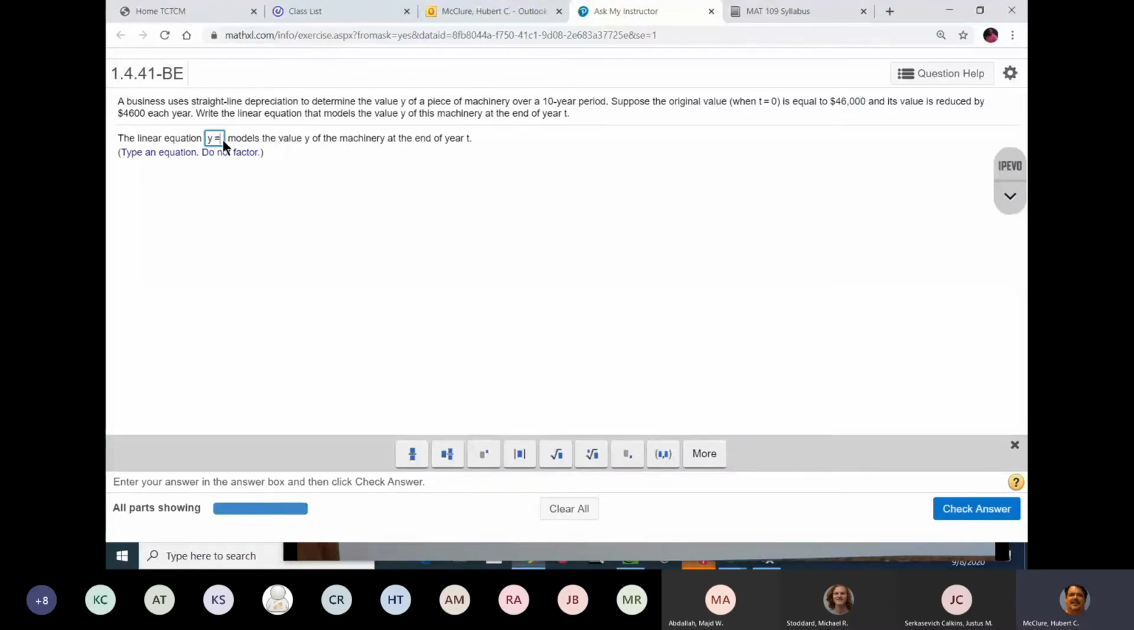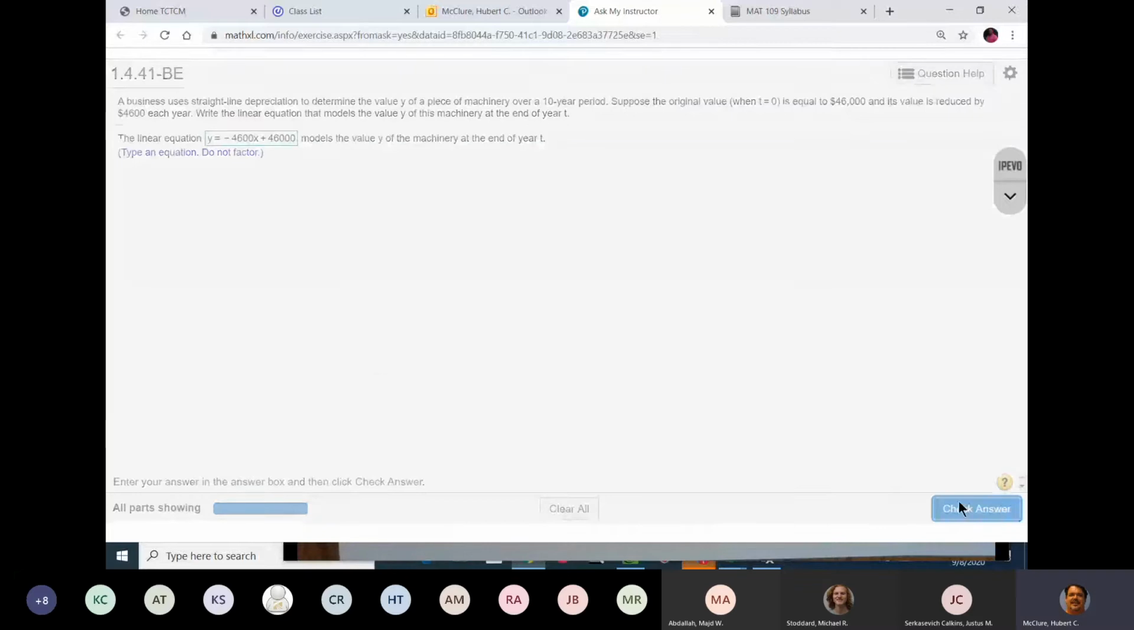Y is equal to negative 4,600x plus 46,000. Doesn't help to have the same numbers either. Okay, I've got something wrong. Let's see what they got.